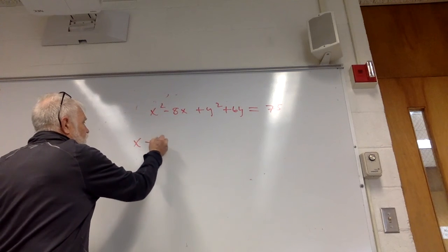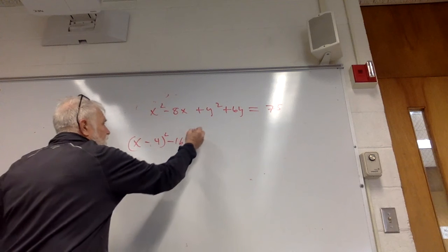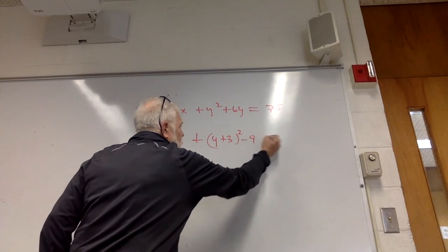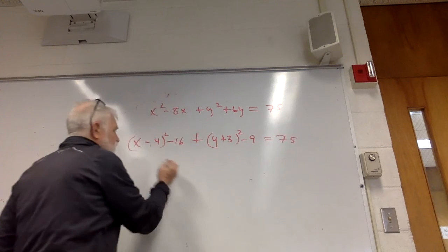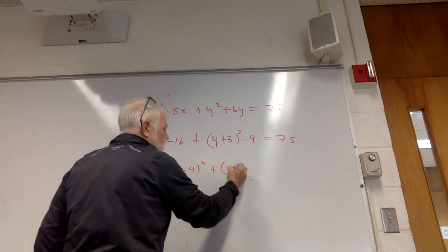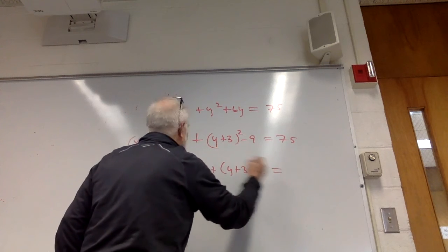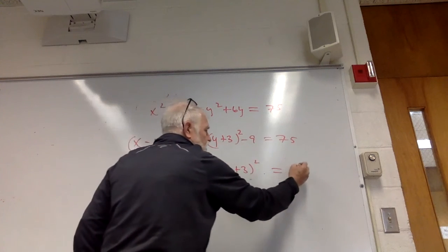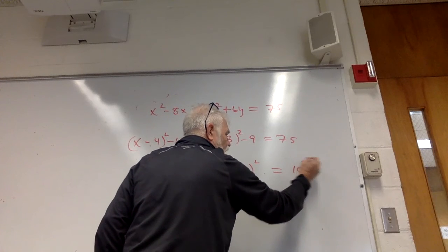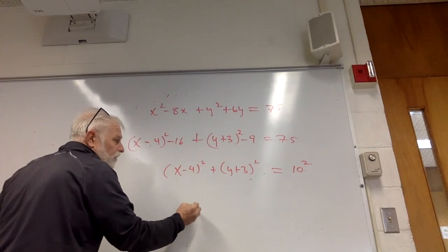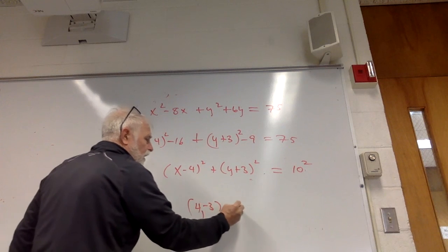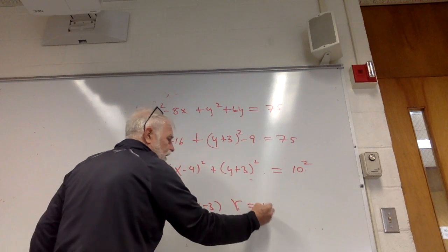So I got x minus 4 squared minus 16 plus y plus 3 squared minus 9 equals 75. All right, looks like I got x minus 4 squared plus y plus 3 squared. Yes, if I added this correctly, there's 25 going to the other side, there's 100. All right, which happens to be 10 squared. So I'll write that. Those are the square areas. So the center of this is centered at 4, comma, negative 3. And I got a radius of 10.